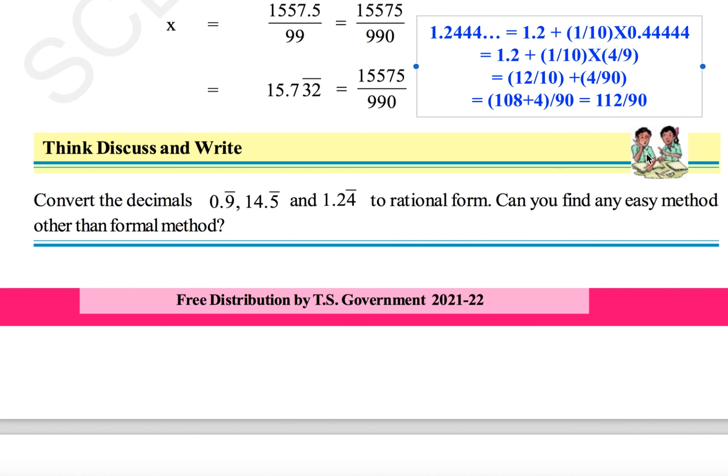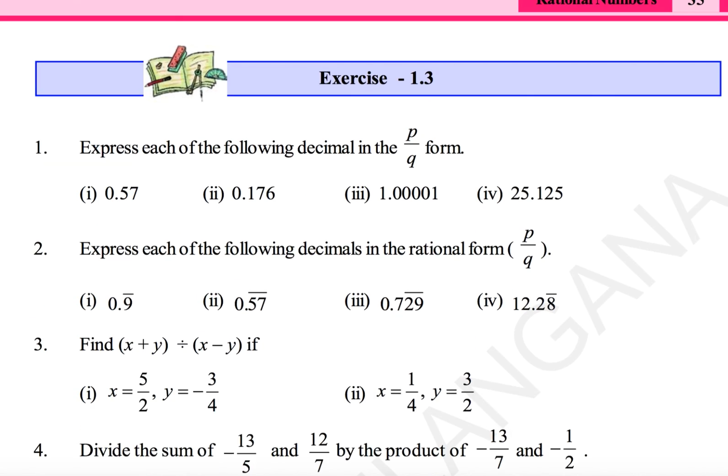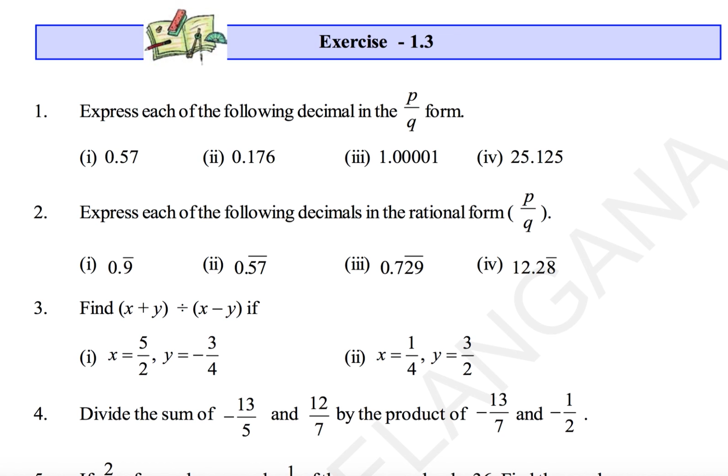You can remove the common factors as well. You can still reduce it, no problem. So exercise 1.3, we will see exercise 1.3 in the next session. We will stop it here.